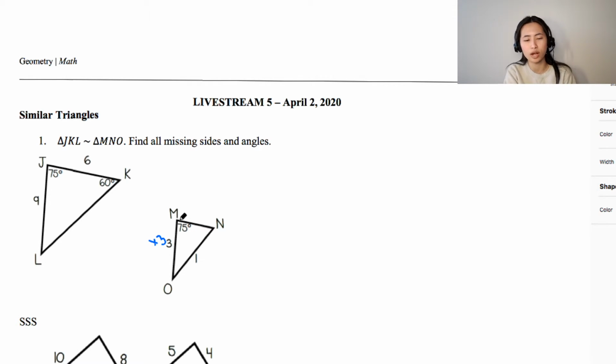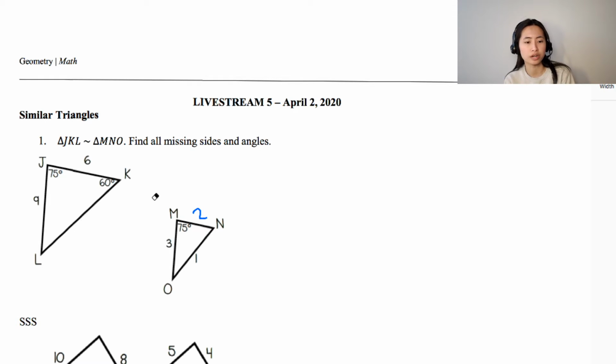Let's say you wanted to find this side, which is MN. How do you know what this is? If you're multiplying by 3, so 3 times 3 to get 9, that means you need to think of a number that when you multiply by 3, you get 6. So we know that this has to be 2. When I say proportional, this is what I'm referring to. The sides need to be proportional.